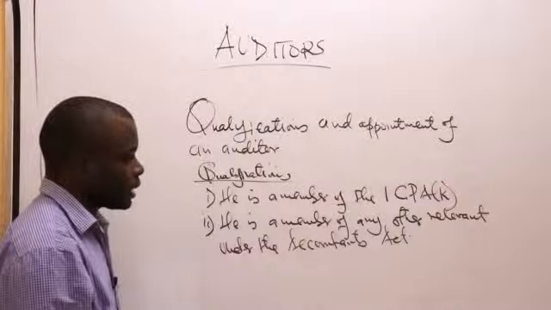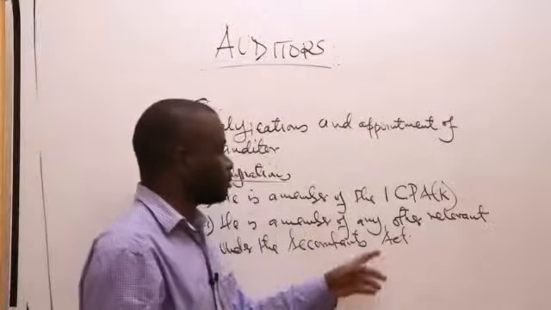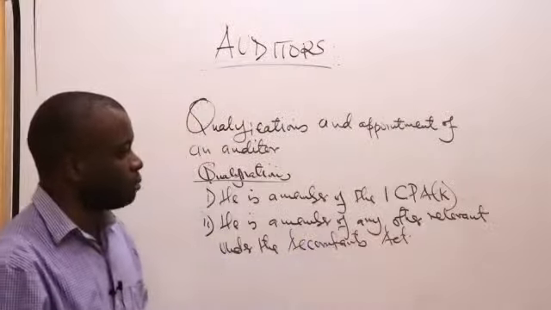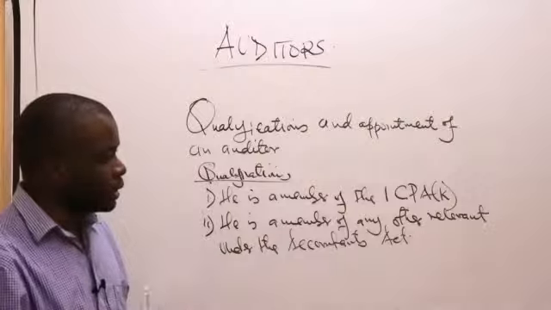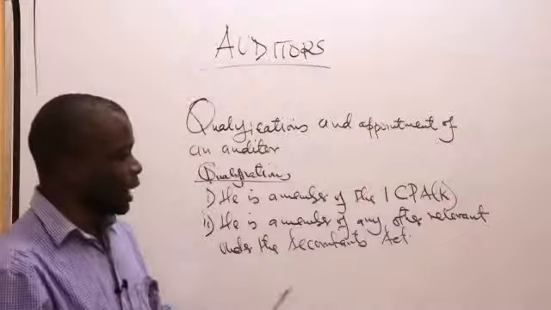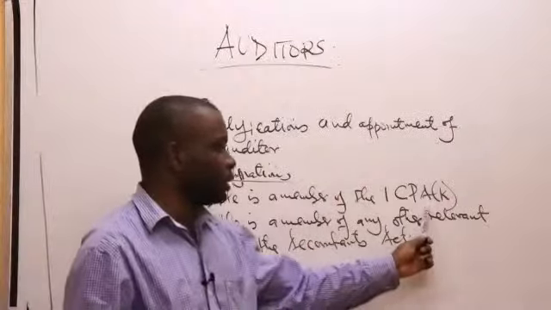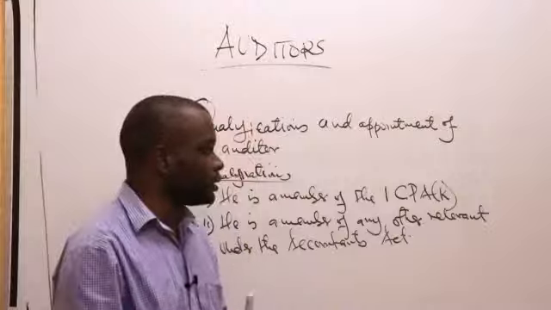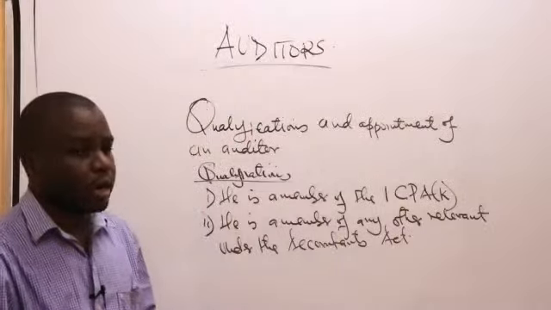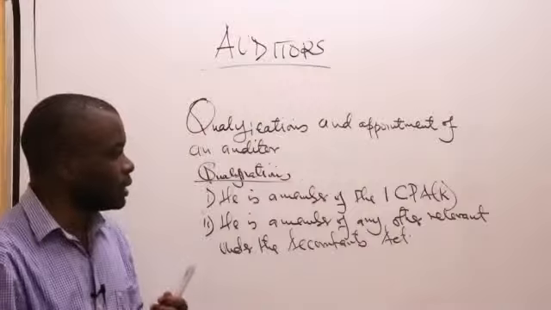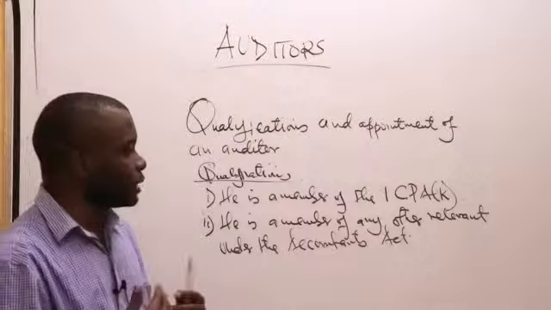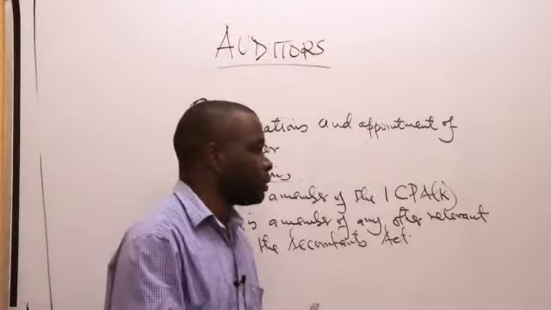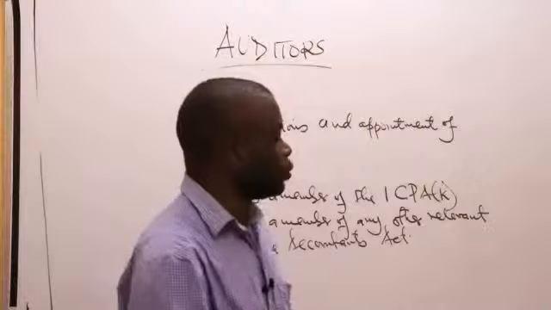So it is mandatory for any person being appointed as an auditor of a company to be a member of this particular body known as the Institute of Certified Public Accountants of Kenya. So how do you become a member? The route is that you must have done the CPA exam up to final level. Then you can be admitted as a member. If you practice for a certain period of time, then you'll be certified to provide auditing services to any person.